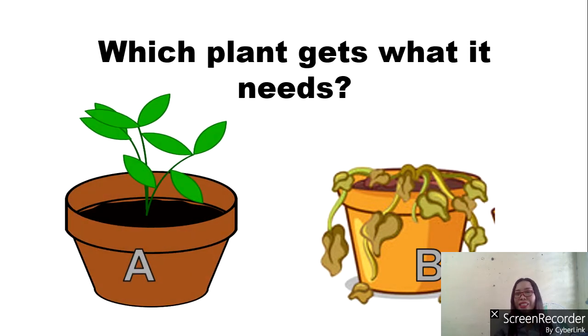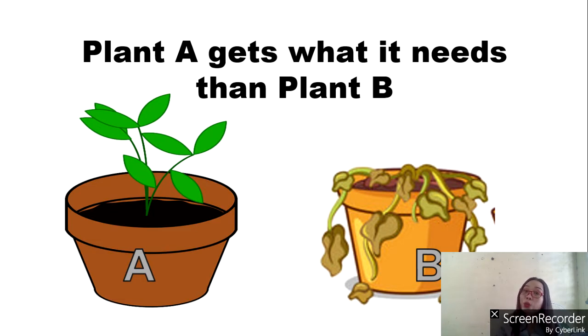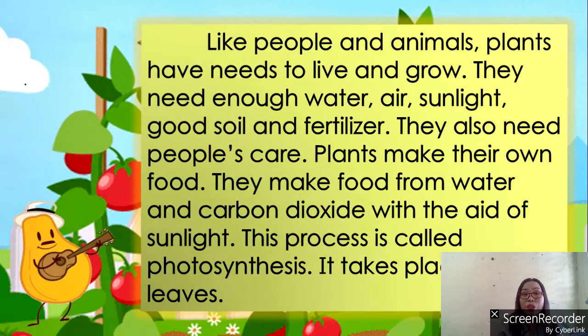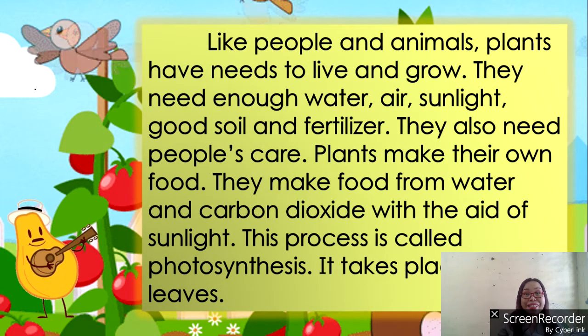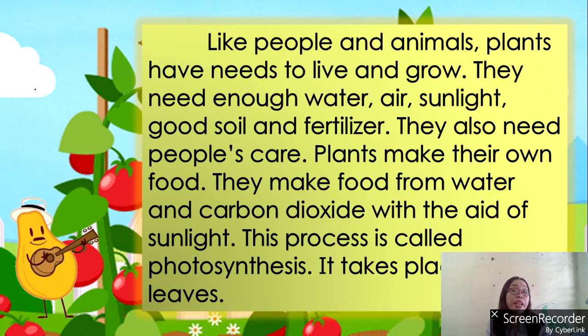Now, after guessing the needs of plants based on the pictures, try to examine the plants here. We have plant A and plant B. Which plant gets what it needs? Awesome. Plant A gets what it needs more than plant B. Just try to look at how it looks. Plant A is healthy while plant B is stunted or withered. Yes, natuyot siya.